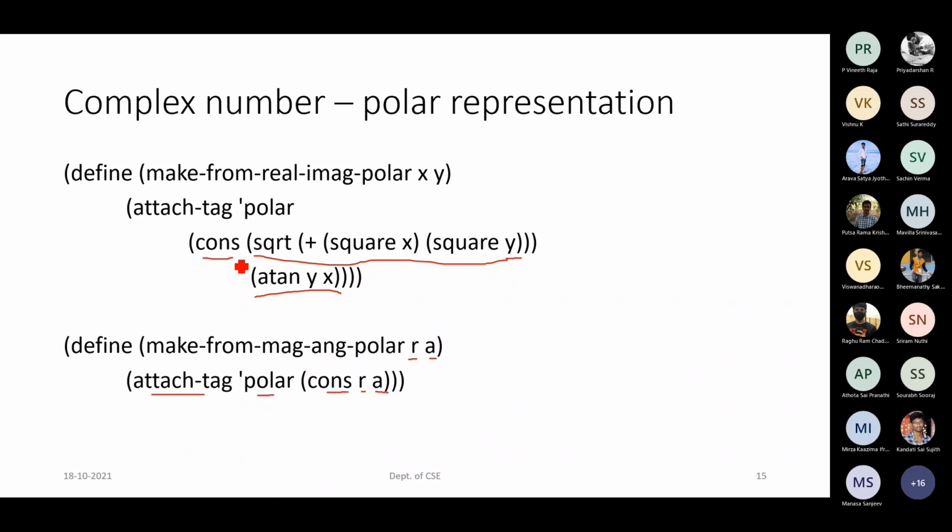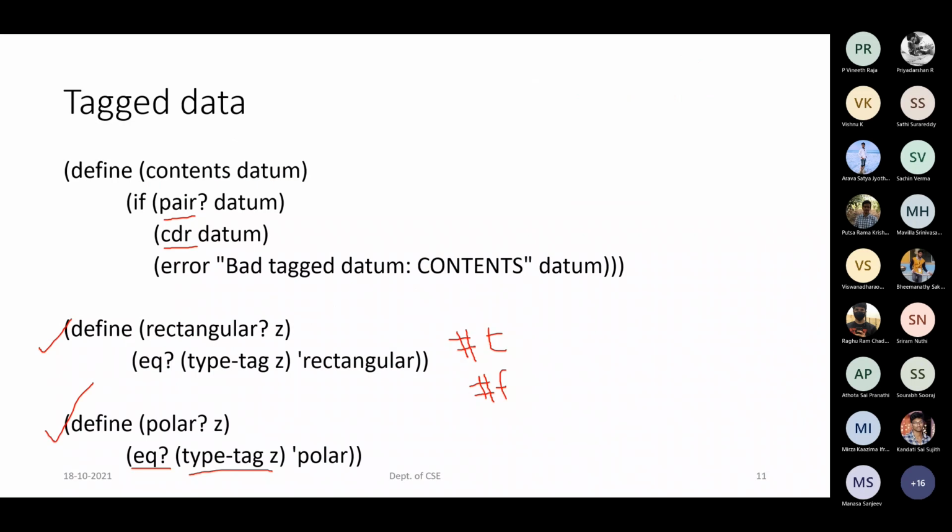Now, once we construct this complex number, we have to say which format this complex number is in. For that purpose, we have attached a tag to that complex number saying that it is polar. Since it is a string, we are putting it in quotes. Hope all of you have seen that we have used a quote because it is a string. That is the reason we used the EQ procedure when we were discussing the rectangle and polar conditions, that is, with respect to these two.